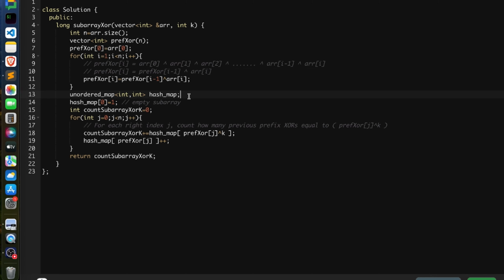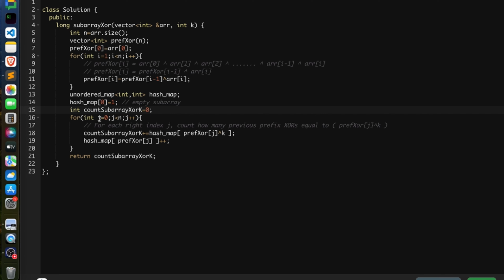Now the job is easy. Please check out the explanation part. I have explained there why I am using a hash map here, unordered map. So for the empty subarray, your hash map of 0 is going to be 1. Now this is my answer, which essentially tells you how many subarrays are there such that the XOR is equal to k. So initially it would be 0.